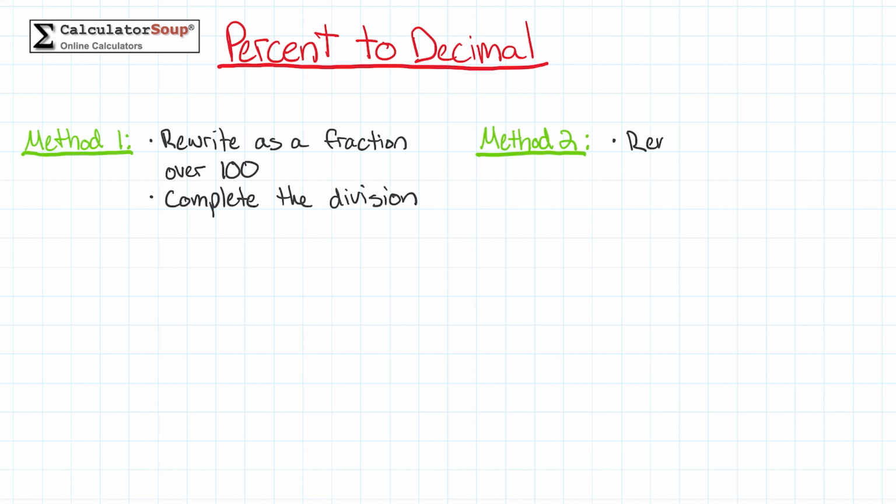For the shortcut way, simply remove the percent sign and move the decimal point 2 places to the left.